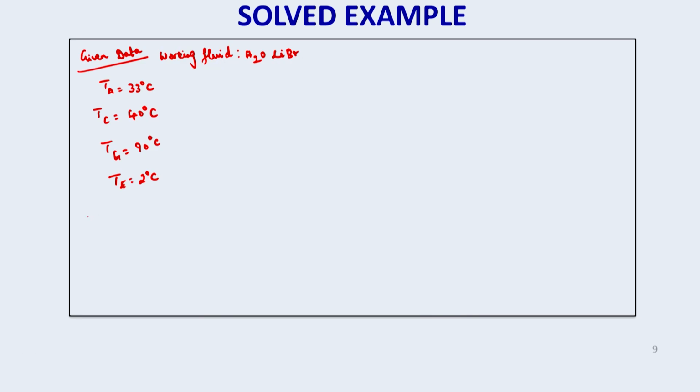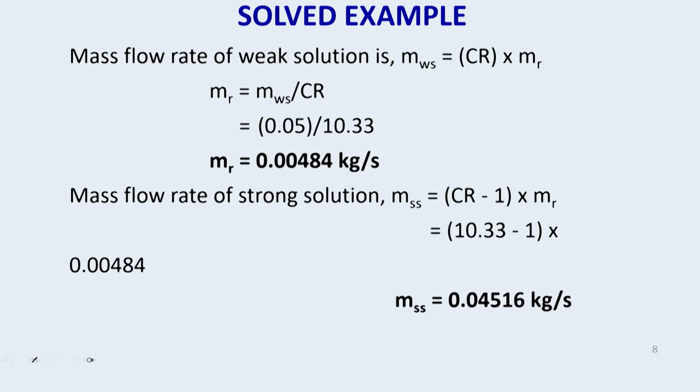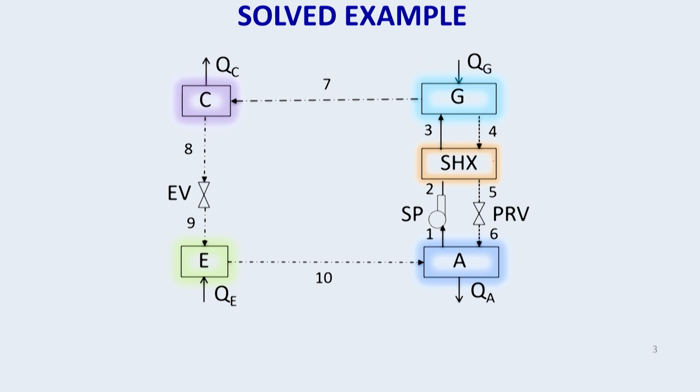Effectiveness of the solution heat exchanger is represented by the symbol epsilon. SHX stands for solution heat exchanger. You can see in the diagram also, this is the solution heat exchanger. So, A stands for absorber, G stands for generator, SP stands for solution pump, PRV is the pressure reducing valve, C stands for condenser, V is the expansion valve, and E is the evaporator.